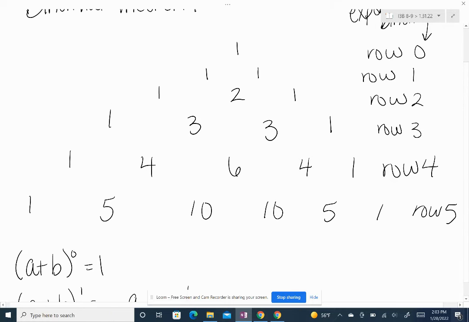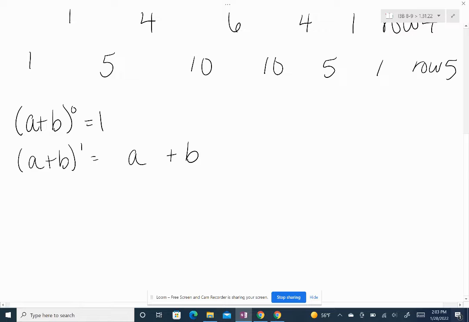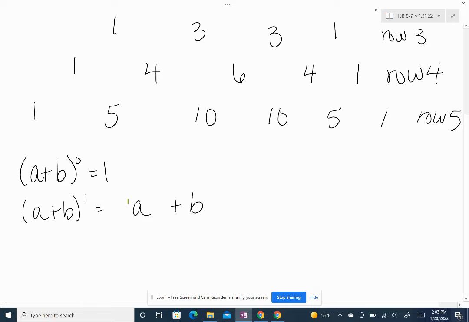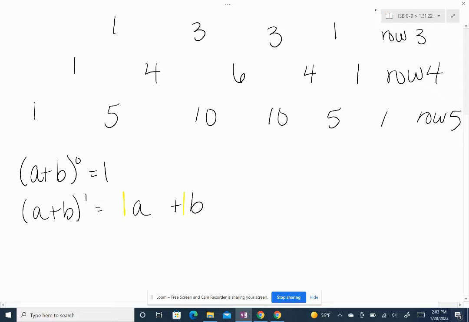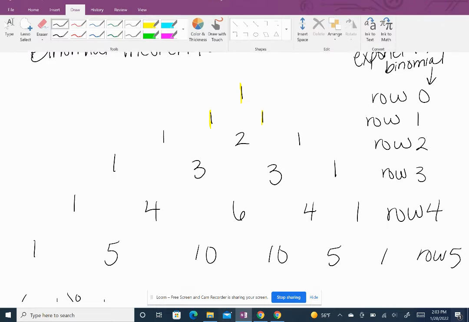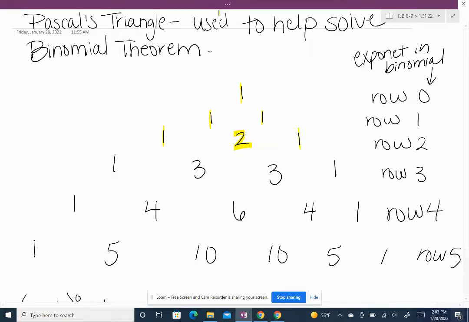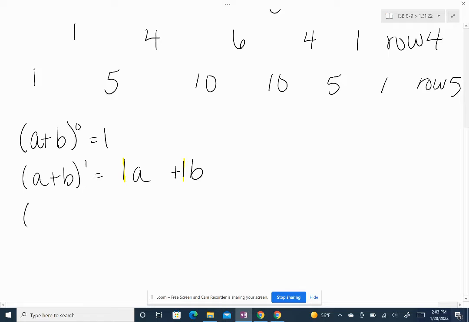But the biggest difference is that there's only a 1 here. This one here, there's a coefficient 1, a coefficient 1. So without us even doing anything, there's an imaginary coefficient 1. Now let's say we looked at the next one. We have 1, 2, 1. And that's row 2, so it's a plus b to the power of 2.